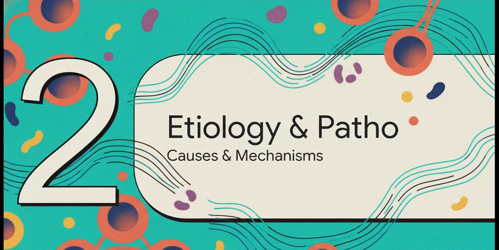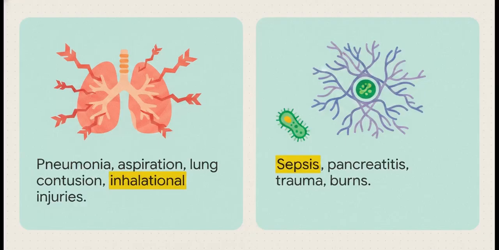Moving on to Section 2, etiology and pathophysiology. The big question now is why? Why did our patient crash? Well, a classic board question tests your ability to distinguish between direct pulmonary hits and indirect systemic causes. Direct hits are exactly what they sound like: pneumonia, aspiration, lung contusions, or inhaling something toxic.